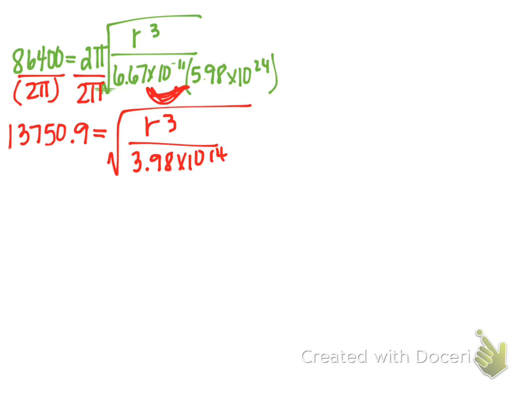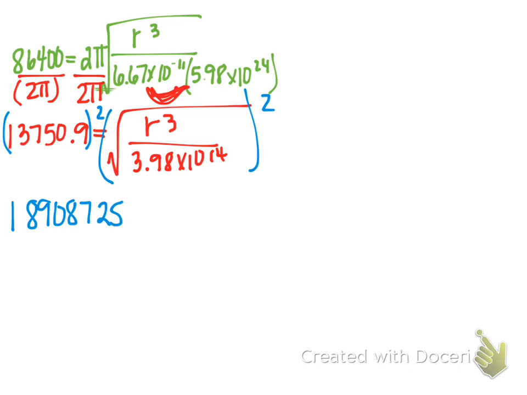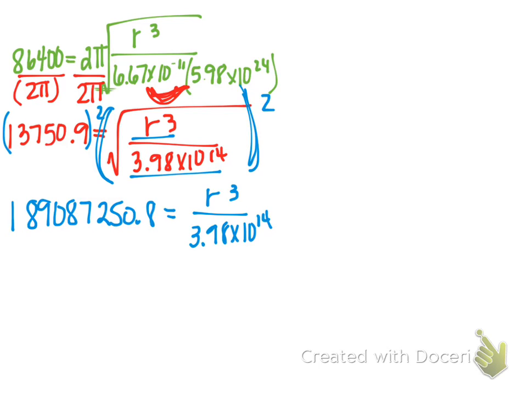Now to get rid of my radical, I need to square both sides. So I'm going to square this side and square this side. In my calculator, I'm going to take this 13,750.9 and square it, which gives me 189087250.8 equals r cubed over 3.98 times 10 to the 14th. I don't have to square any of these other numbers. All I'm squaring is to get rid of the radical, so that does not square any of those numbers.